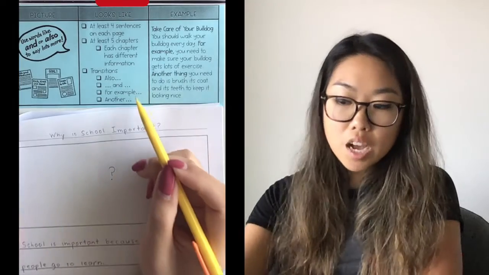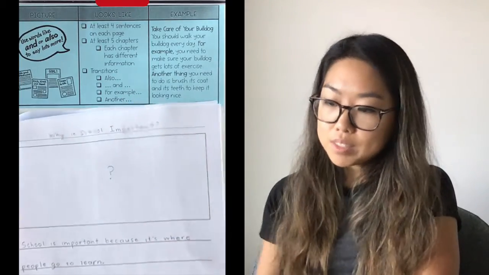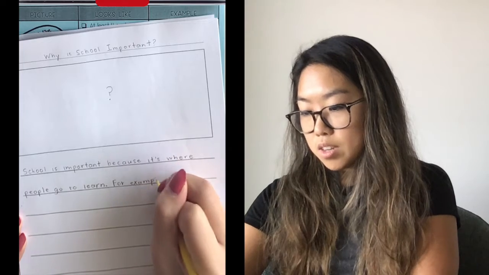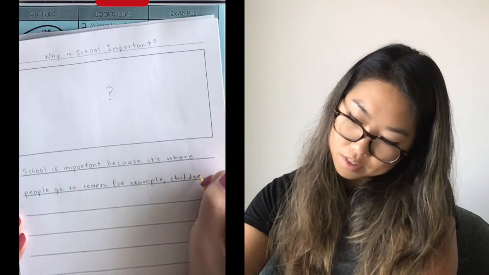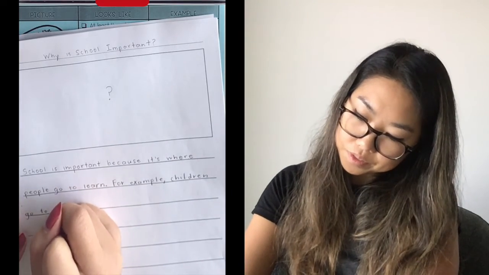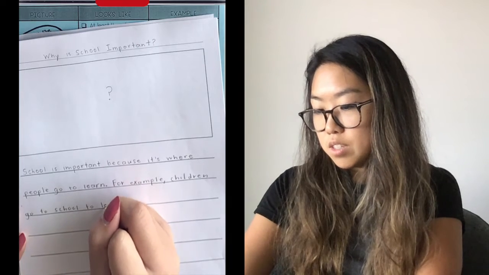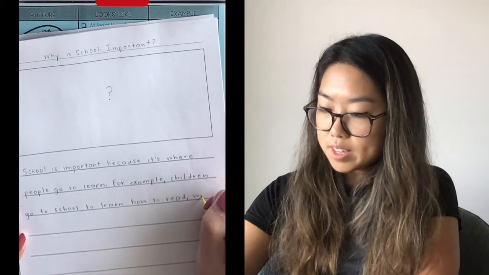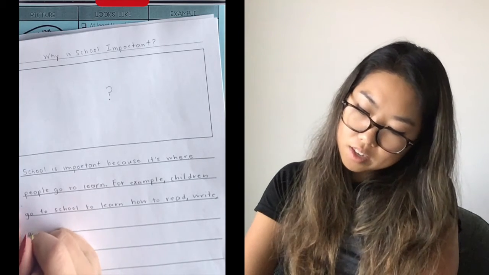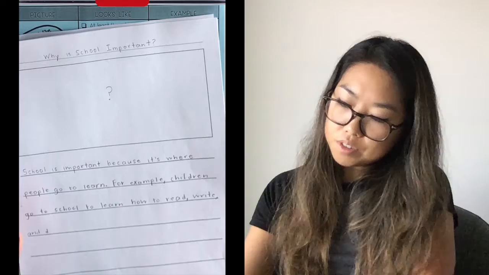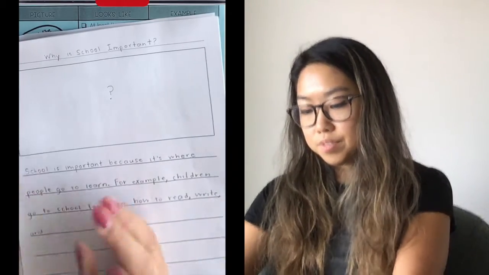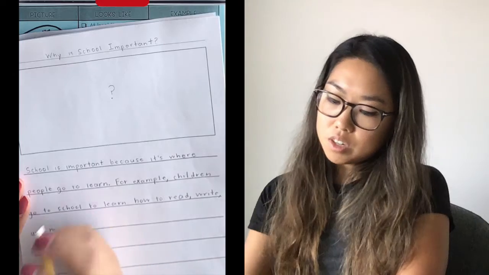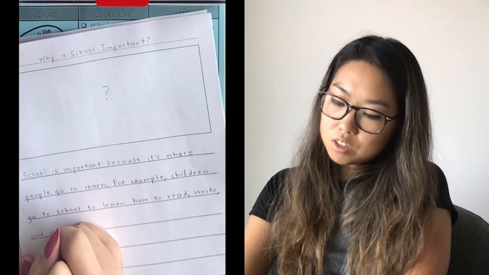I'm going to grab that, and I can just copy it from right here if you don't know how to spell it, because it's right here. So I have for example. For example, children go to school to learn how to read, write, and do math.